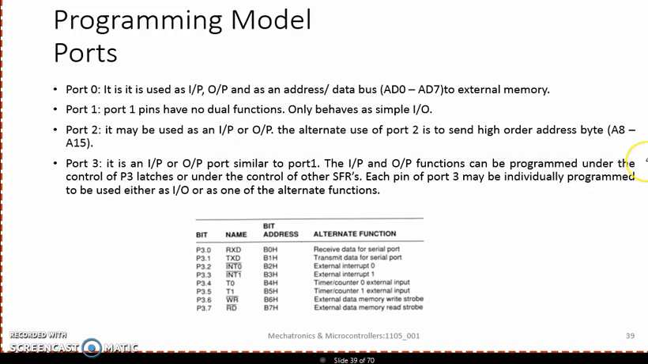The input and output functions can be programmed under the control of P3 latches or the control of other SFRs. Each pin of port 3 can also be individually programmed to be used either as I/O or some other alternate function. The alternate functions are listed in this particular table, where P3.0 and P3.1 are used for serial communication to receive and transmit. P3.2 and P3.3 are used as external interrupt sources. P3.4 and P3.5 are used as two timers or counters. P3.6 and P3.7 are used for giving write and read signals for external data.